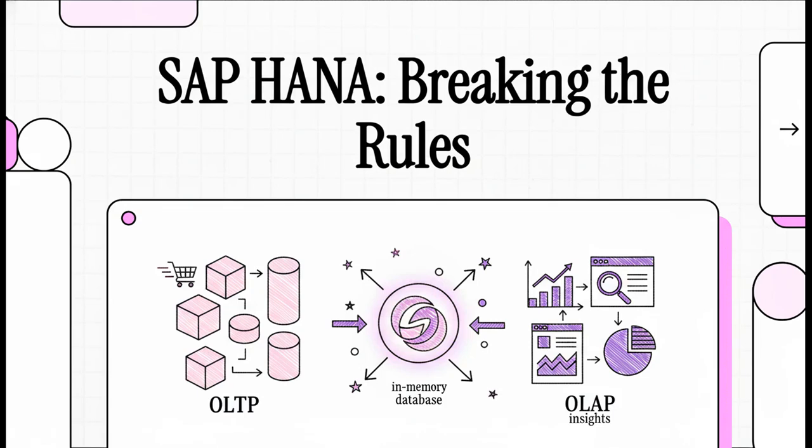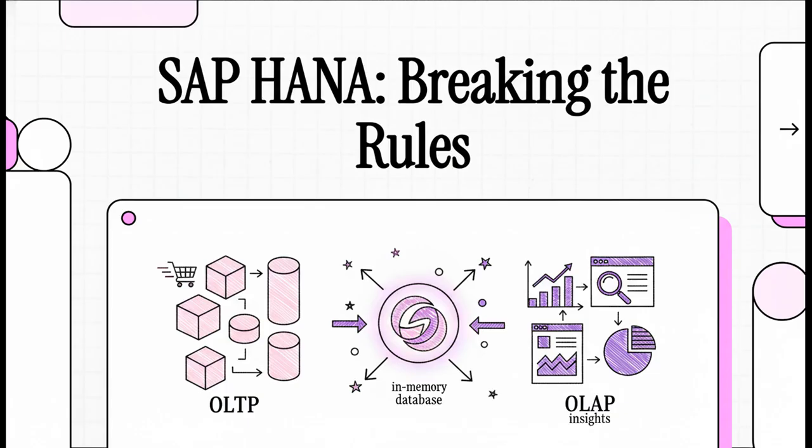For decades, the world of business data was basically split right down the middle. You had one system to run your company and a totally separate one to analyze it. But what if you could do both at the exact same time, in real time? Well, that was the revolutionary idea behind SAP HANA, a database that didn't just bend the rules, it completely rewrote them.